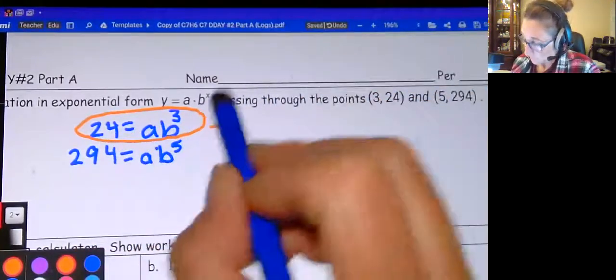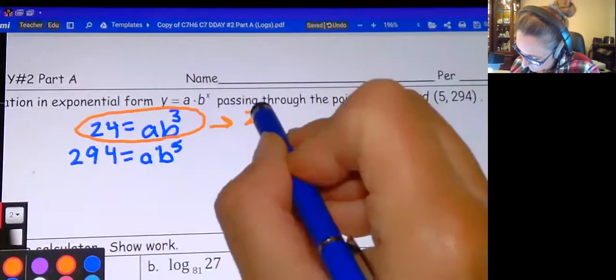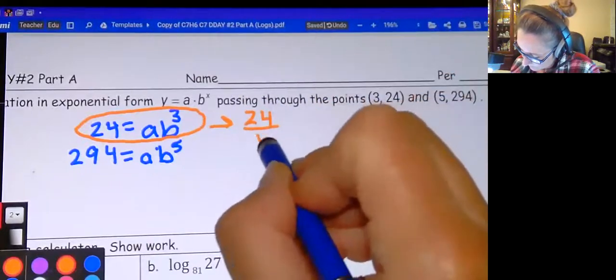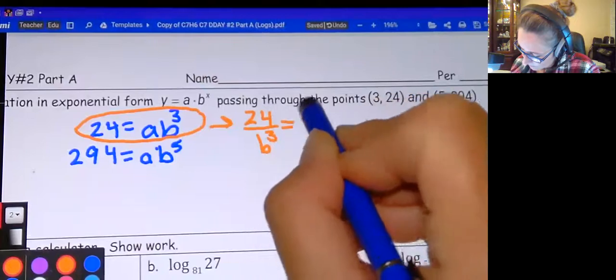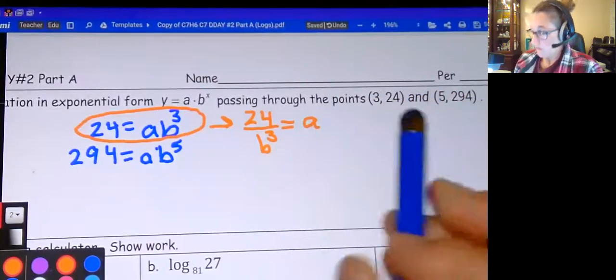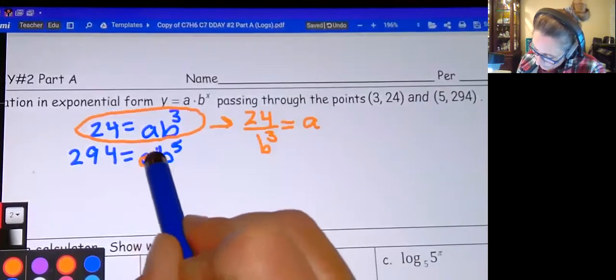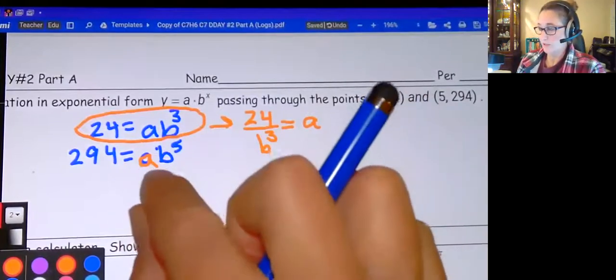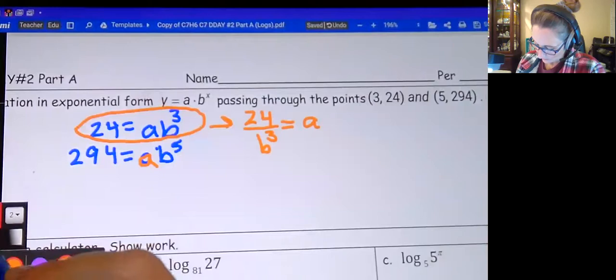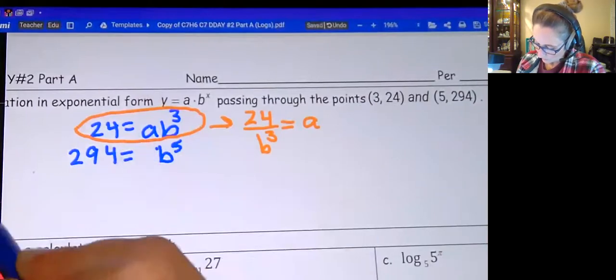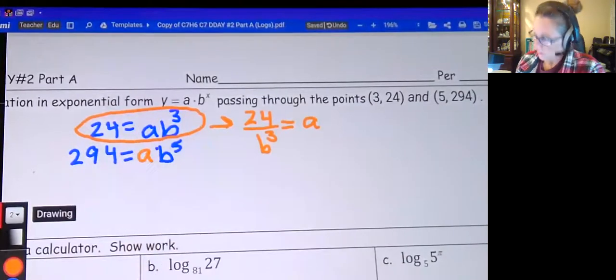I'm going to divide both sides by B to the third. So I'm going to get 24 over B to the third is equal to A. And I'm going to substitute this into this equation here for A, in place of this A.